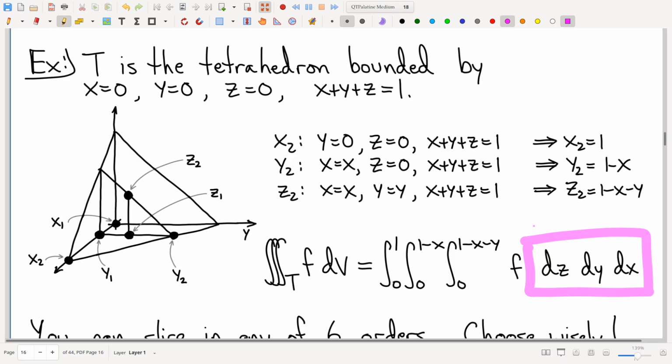I just want to get one into the win column, get an actual triple integral turned into an actual iterated integral, and then we'll talk strategy. Okay. So, starting with dx. What are our x bounds? Well, there's the x-axis. Here's what an x slice looks like.